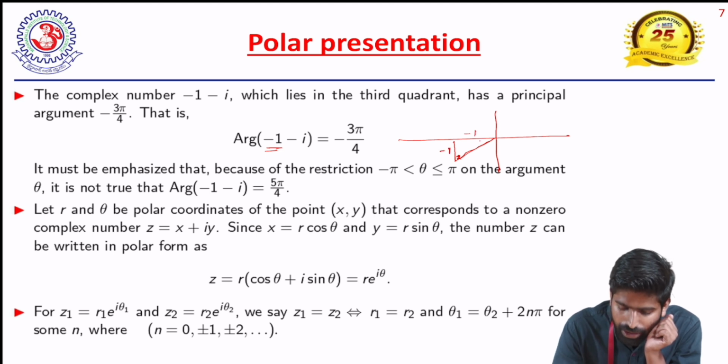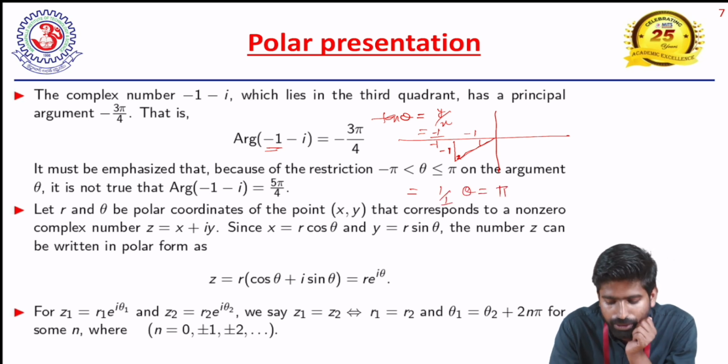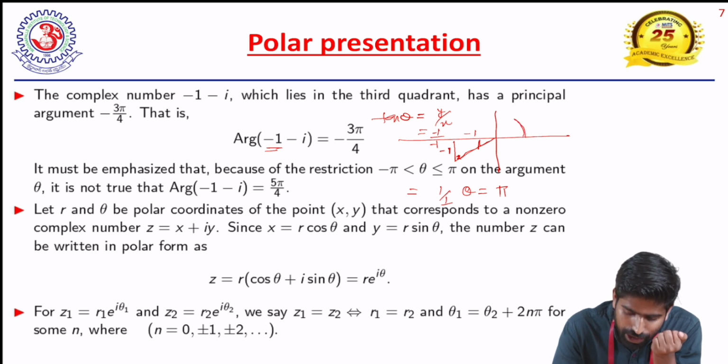Now if you measure this angle, using perpendicular by base, tan theta will be y by x, which equals -1 by -1, which equals 1 by 1. So theta will be equal to pi by 4. But this is the reference angle. The definition of the principal argument is that we have to measure from the positive real axis.